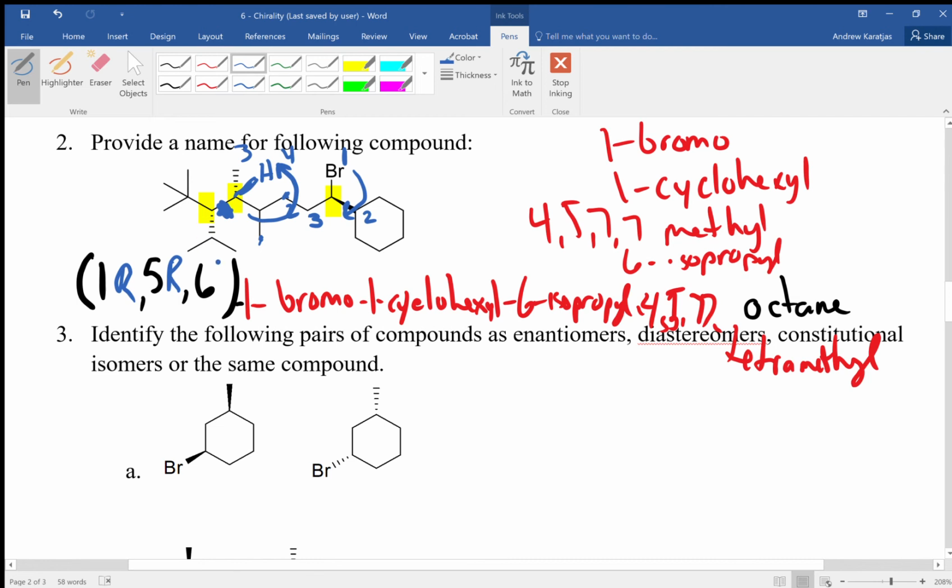Same thing happens at the other carbon, and we get 6s. And just so that we can see that, again, our lowest priority group, the hydrogen, points forward. To the left, we have a carbon bonded to 3 carbons. That's higher priority than to the right or down, where those carbons are bonded to 2 carbons.